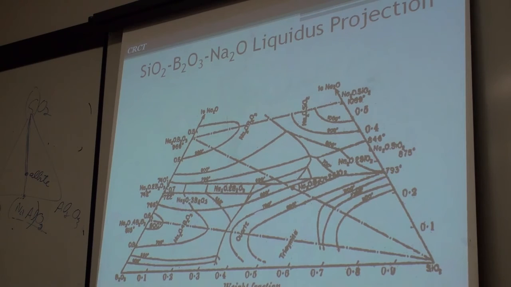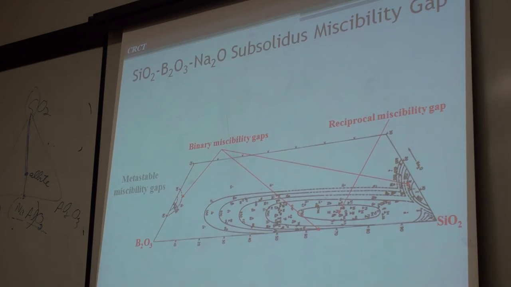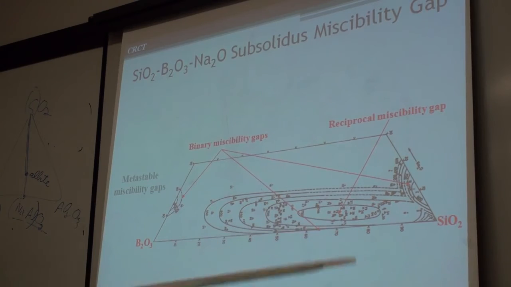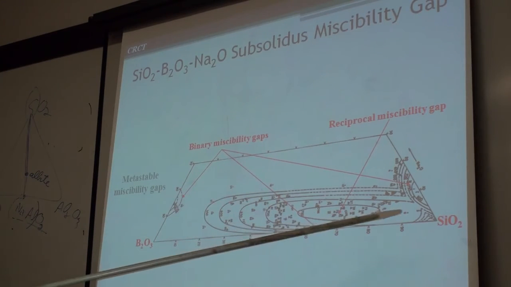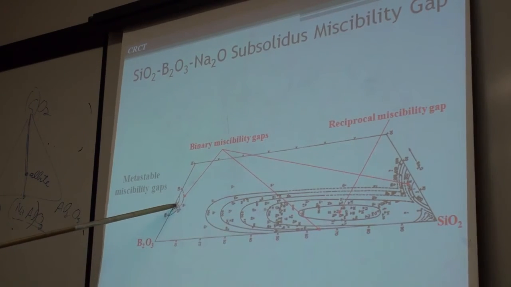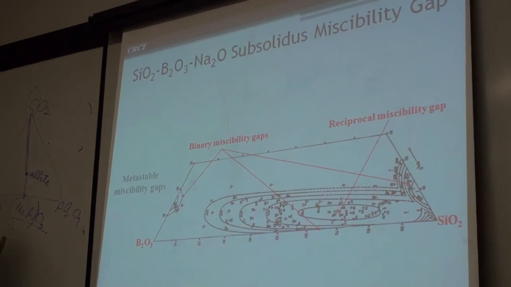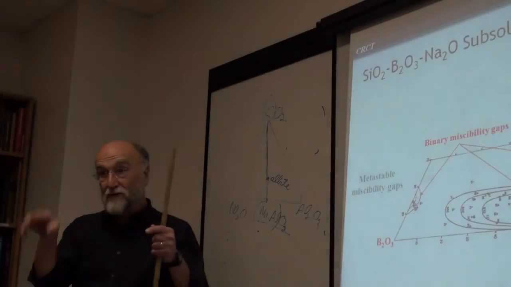Okay, I said alumina, silica, sodium was the worst. No, this is the worst: the silica, boron oxide, sodium oxide system. I won't even talk about that. In that system you have silica, boron oxide, sodium oxide, just to show you a modeling challenge. This is a reciprocal miscibility gap, going from SiO2 up to the tetraborate composition. By the reciprocal miscibility gap, I mean when you cross the reciprocal system.